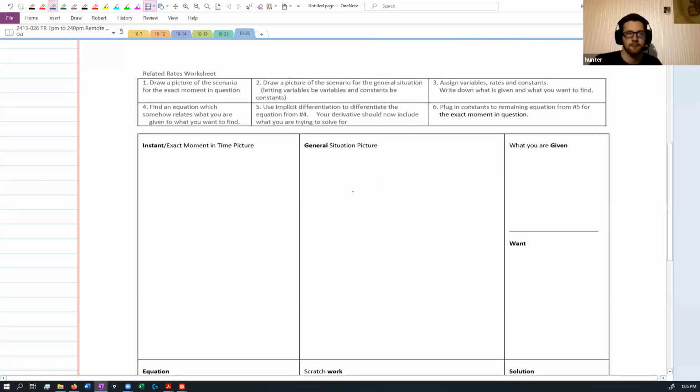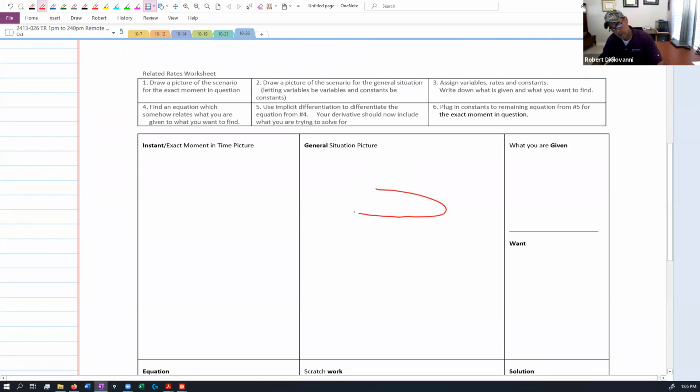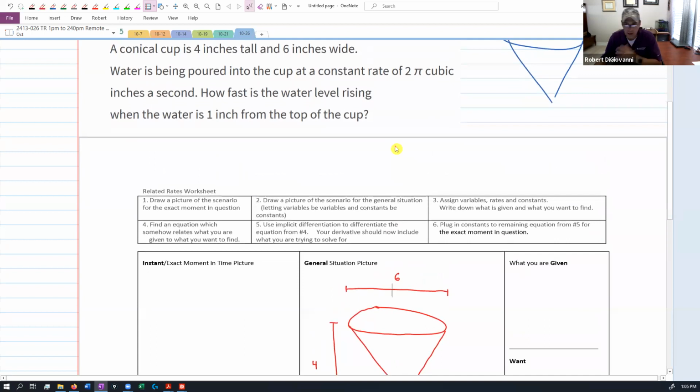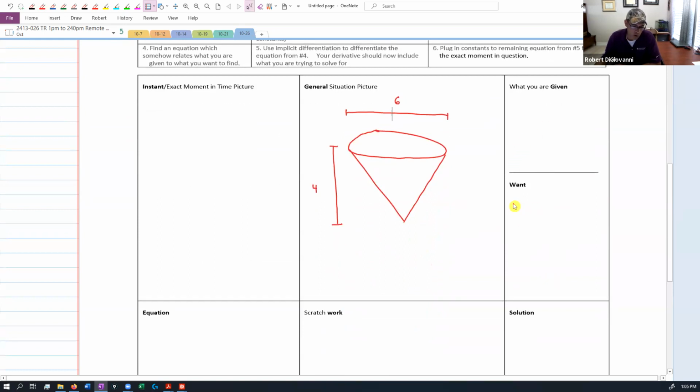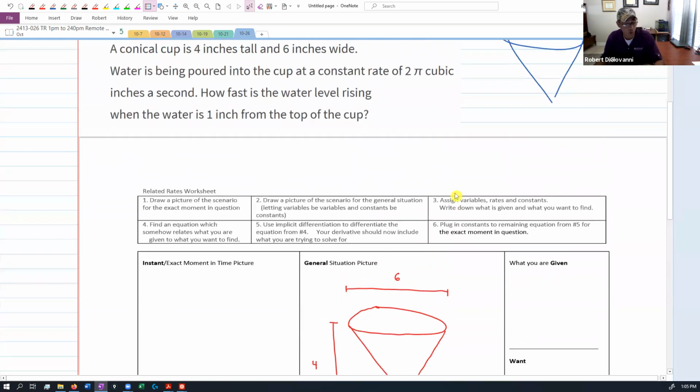I have a cup. Let me do it this way. I have a cup, a conical cup. And here's some things I know about this cup. It is 4 inches tall and 6 inches wide, right? Now, when I'm reading this, I'm just trying to put information in here. Like, what am I given? What do I want? Sometimes it's easier just to look at what you want first.